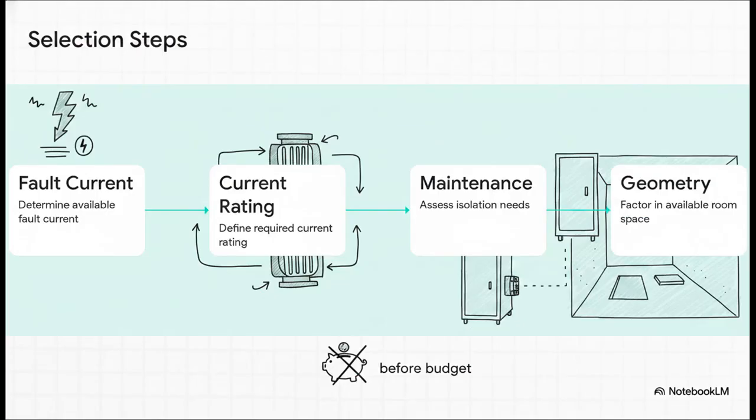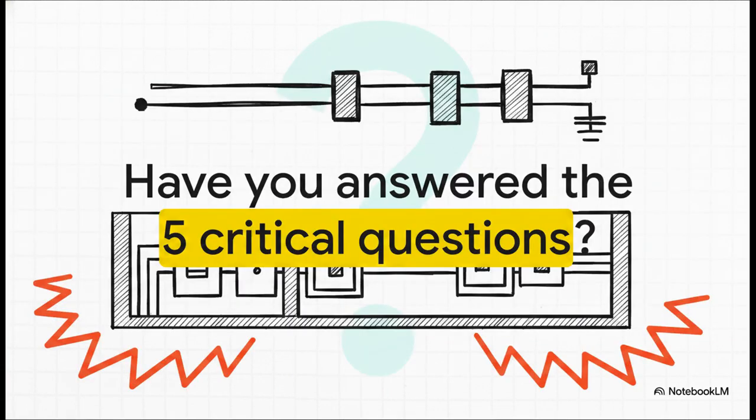So when you're engineering a project or reviewing a spec, you really need to follow this exact sequence. 1. What's the available fault current? 2. What is the required continuous current rating? 3. Assess your maintenance philosophy. Do you actually need the draw-out isolation of switchgear so you never have downtime, or will a fixed switchboard do the job? And 4. Factor in the room geometry. Do you only have shallow wall space, or do you actually have the floor space for rear access gear? Notice how we have to figure all of this out to ensure safety and functionality long before we ever start talking about the budget. Which brings us to our final takeaway.